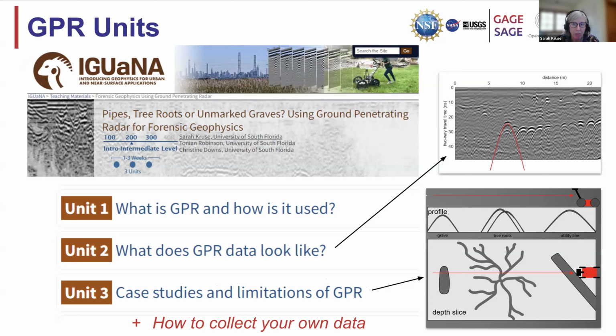If you have conductive soil, the radar wave gets absorbed and you won't see very deep. So there are places it doesn't work very well. And the other issue can be that multiple objects can appear similar. A grave, a tree root, a buried pipe may all look similar in a single GPR profile. And we've added material recently on how to collect your own data. So next slide, Beth.